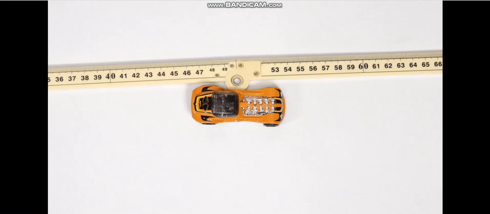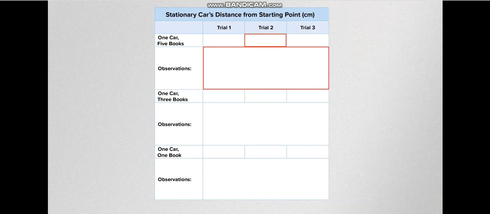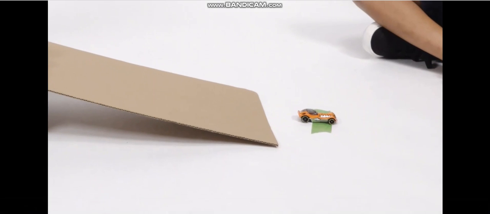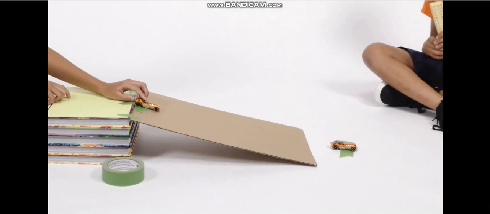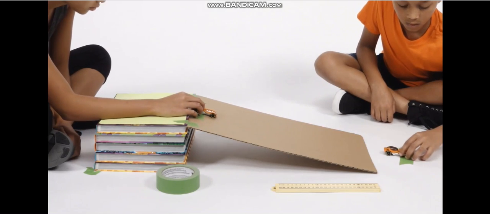The car traveled over 100 centimeters. How far did the car move in total? Record your measurement and observations in the data table. Select Continue when ready. We have 1 trial remaining for the 5-book test. Return the car on the floor to its starting point on the tape. Place the second car on the ramp. Line up your cars and release.